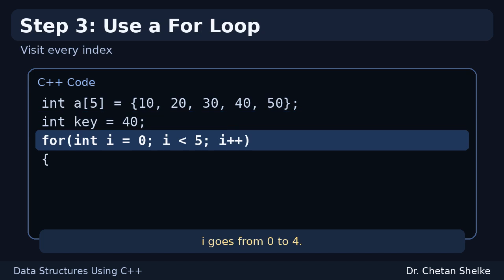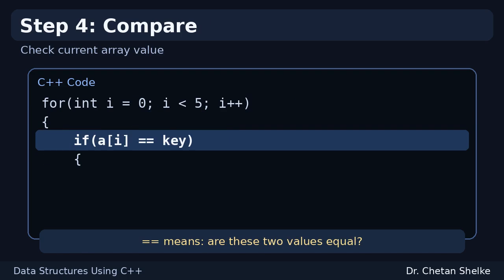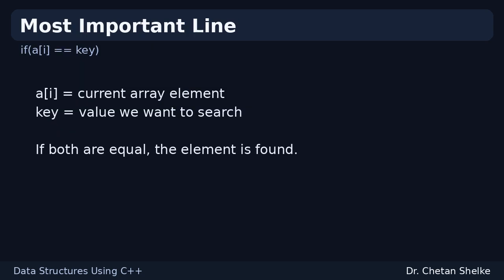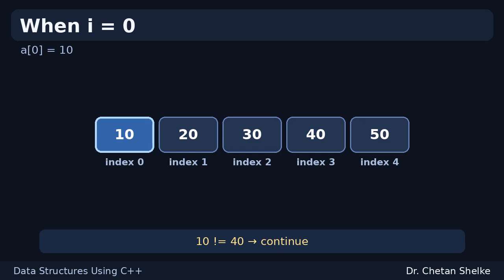Now to search from 10 to 50, I will use a for loop: int i equal to 0, i less than 5, i plus plus. Inside the loop I will check if a of i equals key. What does it mean? Whether the current value is equal to the value we are searching. So if it is equal, what will it display? It will display element found.